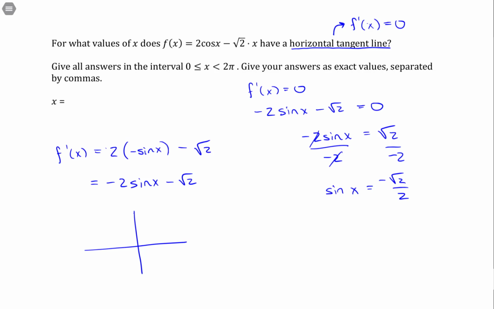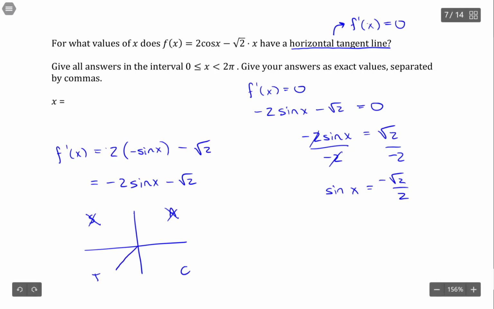Okay? Now, the thing is, the sine of x needs to be negative. So, all students take calculus. All values are positive in quadrant 1, so that's not the right quadrant. Sine is positive in quadrant 2, so that's not the right quadrant. And then tangent is positive in quadrant 3, and cosine is positive in quadrant 4. So these are both what I want.